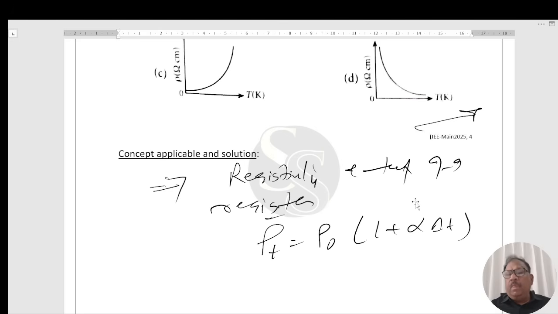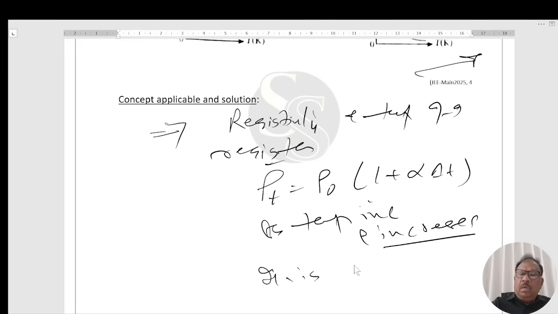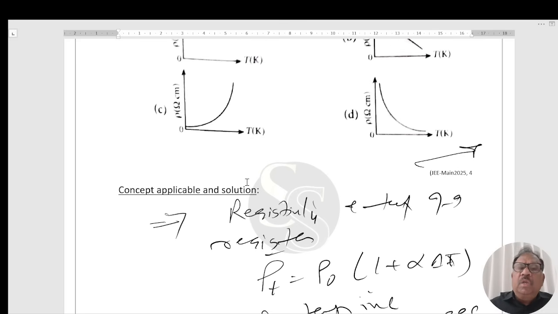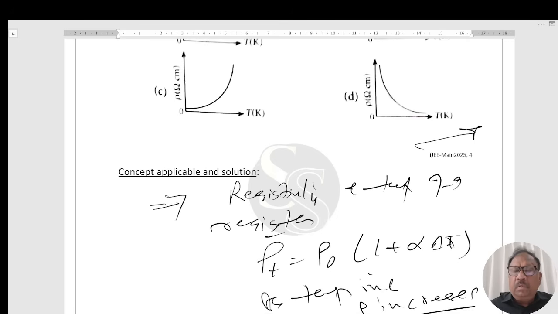Coefficient of linear expansion means as temperature increases, rho increases. Temperature increases, and it is a linear function of temperature. यानी कि resistivity is linear function of temperature. Right? This is the temperature. Delta T कह लो, T कह लो कुछ भी. So initially rho 0 पे, तो A is the correct option. A is the correct option. Right? Next question.